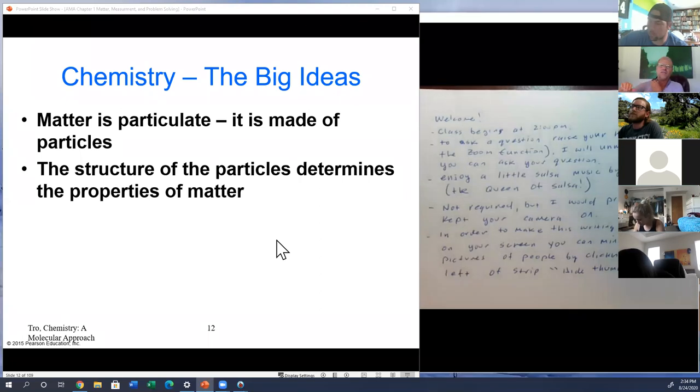So, that's one of the most exciting things that we've discovered in chemistry. And that's the core of what chemistry is about. Matter is particulate, number one. Number two, even more amazing, the structure of those particles determines the properties of matter. So the properties of everything you see around you is determined by the structure of these tiny particles that are too small to see.